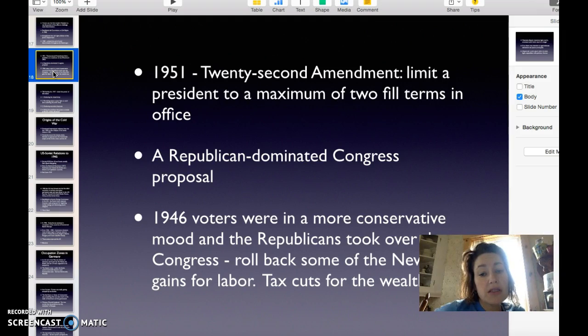A Republican-dominated Congress proposed it. In 1946, voters were in a more conservative mood, and the Republicans took over the Congress. In doing so, they were able to roll back some of the New Deal gains for labor and, of course, make tax cuts for the wealthy.